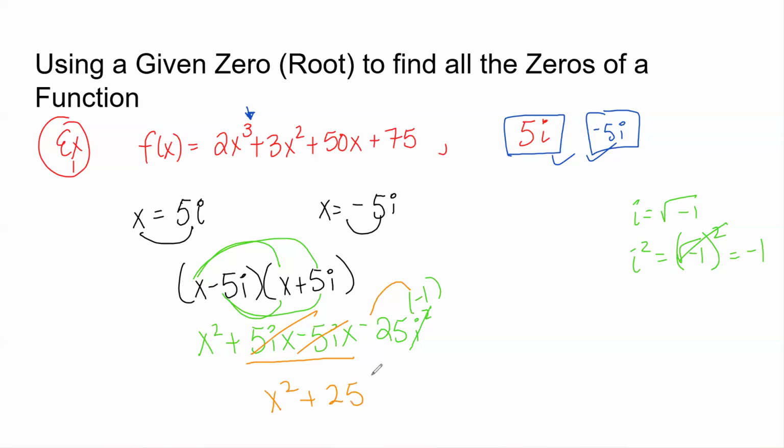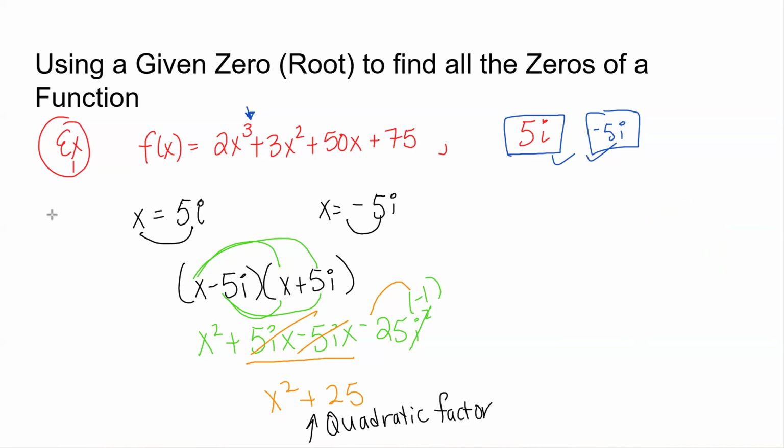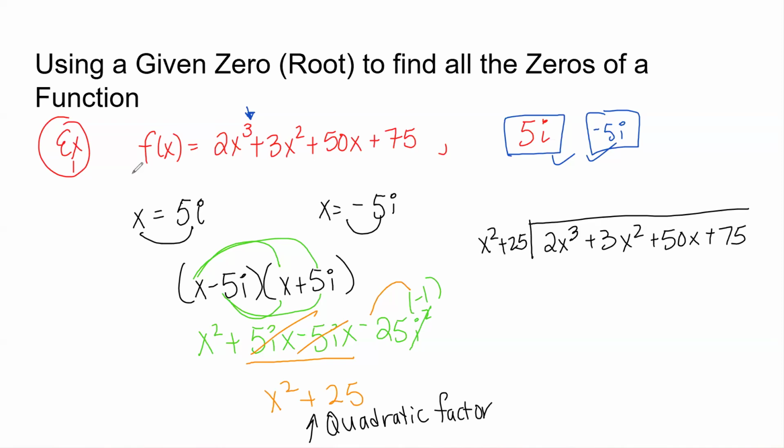Alrighty. Now what? That is our quadratic factor. If we take the original function and divide by that quadratic factor, and I'm thinking like long division here, whatever comes out should be our last factor.